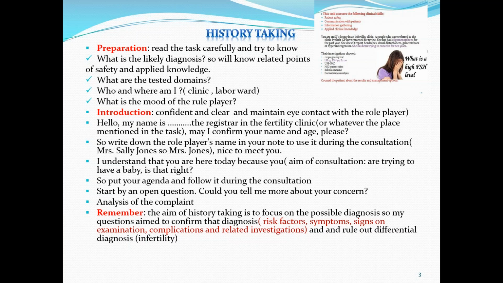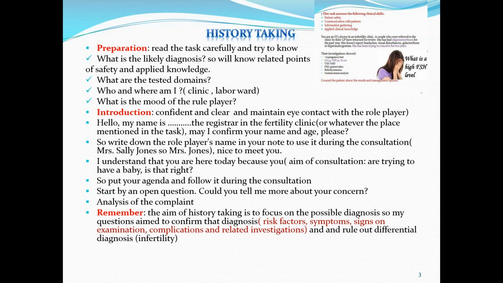After that, when the role player tells you her name and age, write down her name in your notes, in whatever language you are familiar with, because you will need to repeat her name during the consultation. And be aware that when the patient tells you, for example, my name is Mrs. Sally Jones, avoid the mistake of calling her Mrs. Sally. Mrs. Sally Jones will be Mrs. Jones, because some make this mistake.